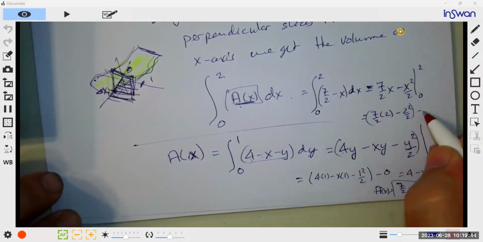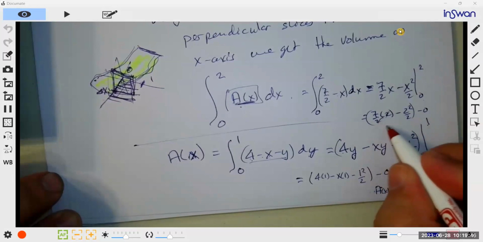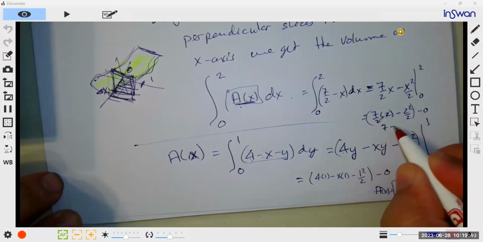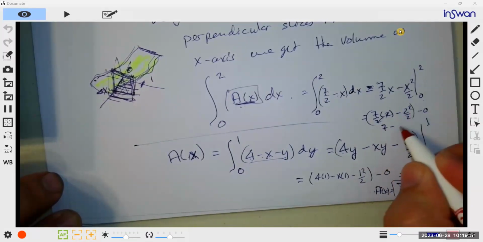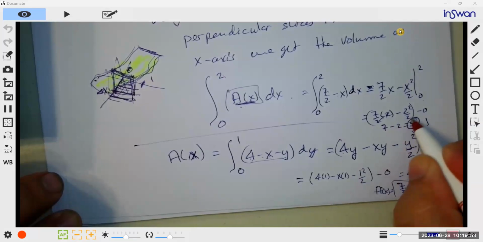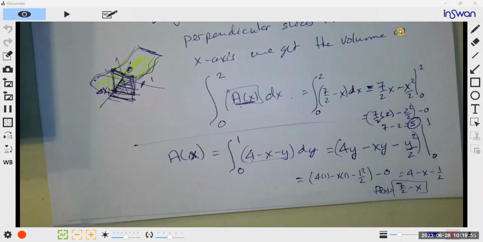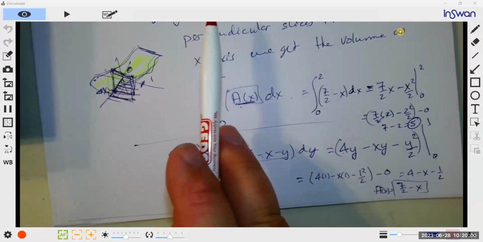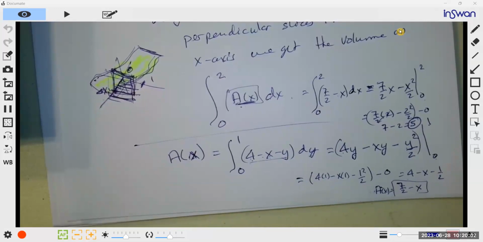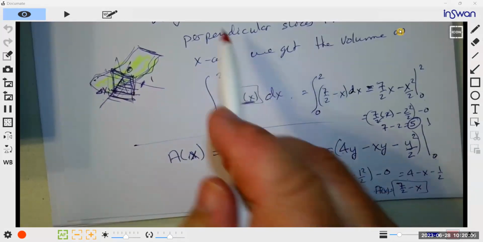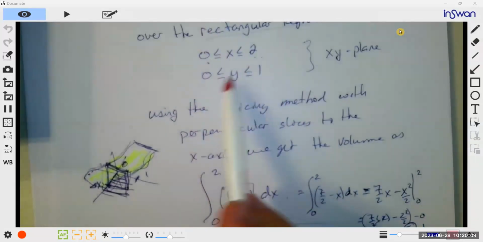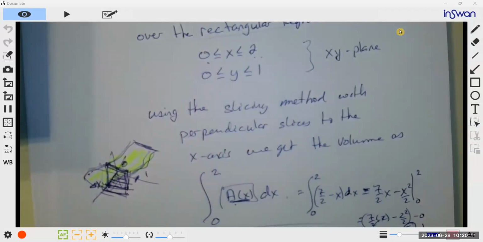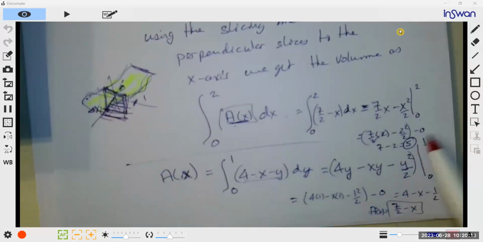At 0, it's 0. So we get 7 minus 2, which is 5. So the volume under that region, the plane z equals 4 minus x minus y, in those regions is 5 whatever units.